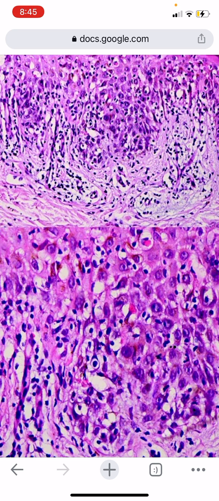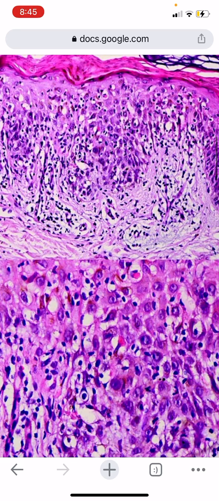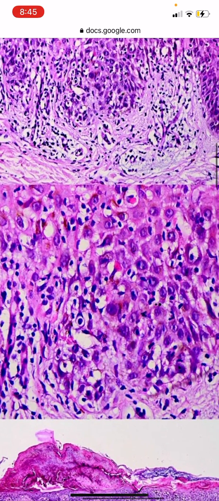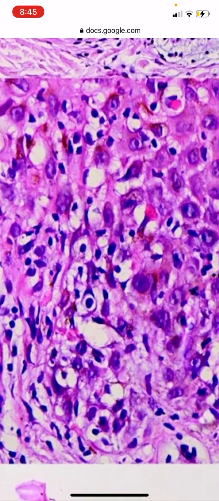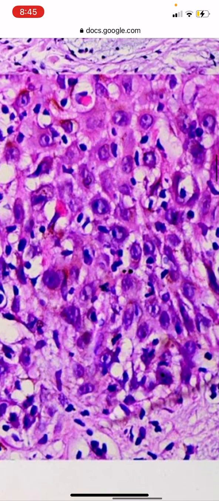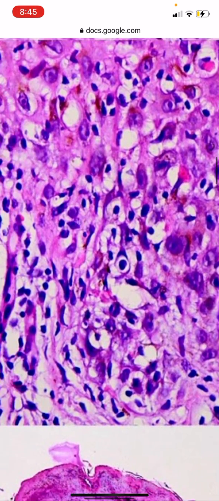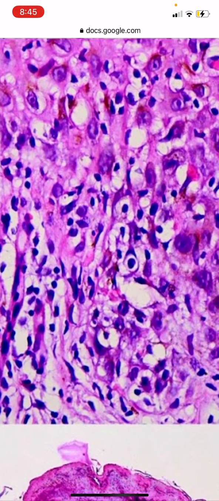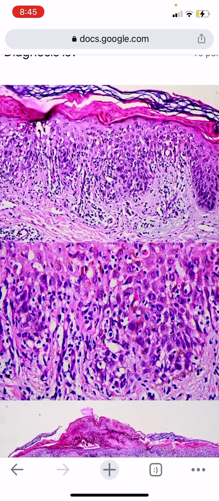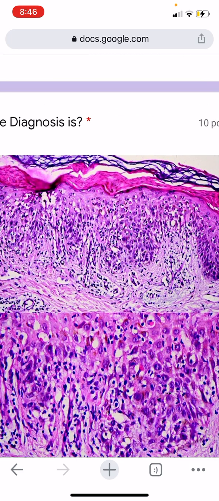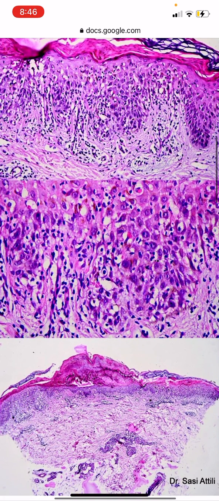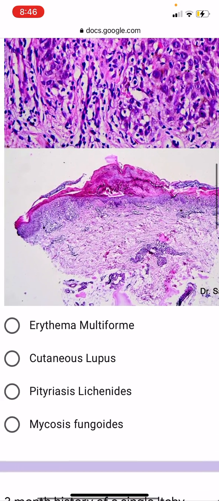This is called exocytosis. This is not epidermotropism, and the lymphocytes are not abnormal. All the lymphocytes are fairly uniformly round. They're not abnormally shaped, and you're seeing vacuolar interface change in the basal epidermal layer. The most important thing you're seeing here is confluent parakeratosis. Now, parakeratosis in association with interface dermatosis and spongiosis, there's really no other differential apart from pityriasis lichenoides. So the answer here is pityriasis lichenoides.